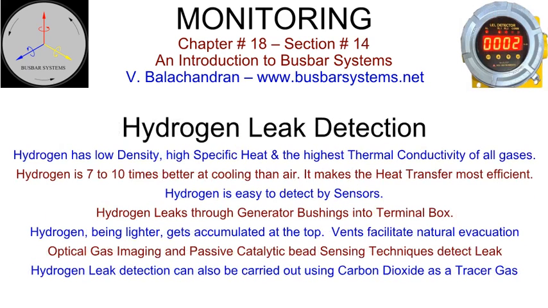Hydrogen leak detection. Most generators use hydrogen as a cooling media. Hydrogen has low density, high specific heat, and the highest thermal conductivity of all gases. It is 7 to 10 times better at cooling than air. It makes the heat transfer most efficient. Another advantage of hydrogen is its easy detection by hydrogen sensors.